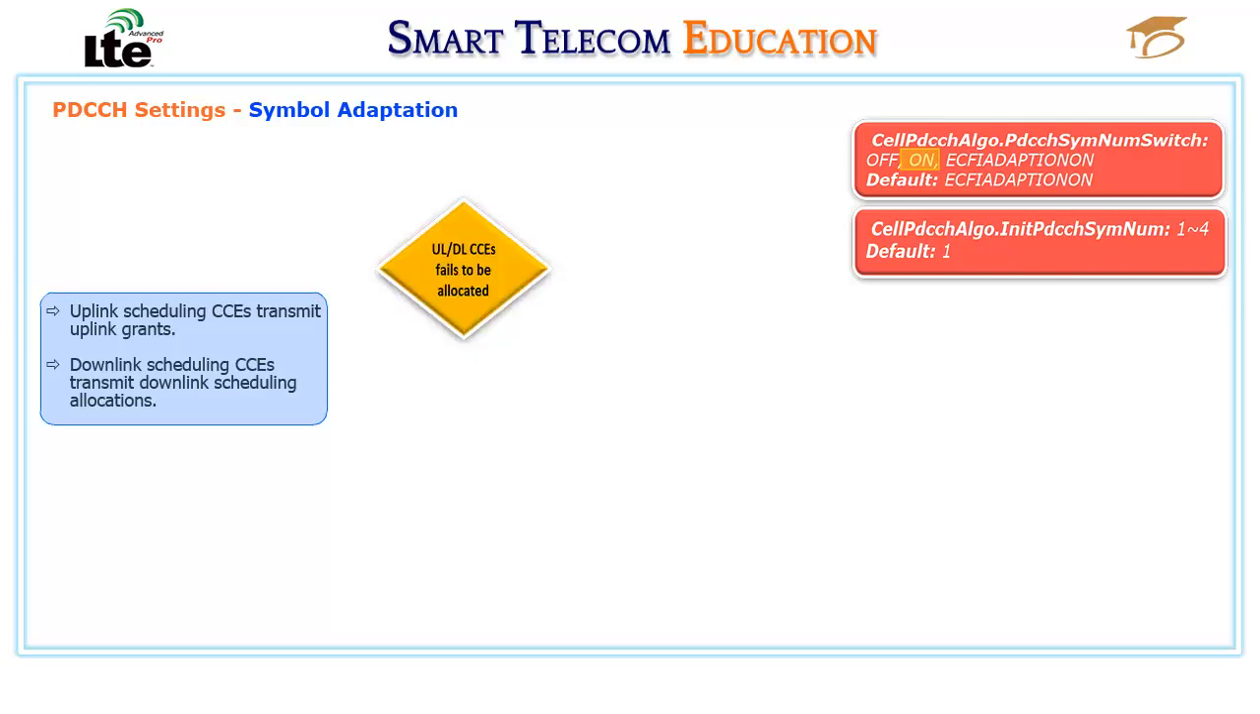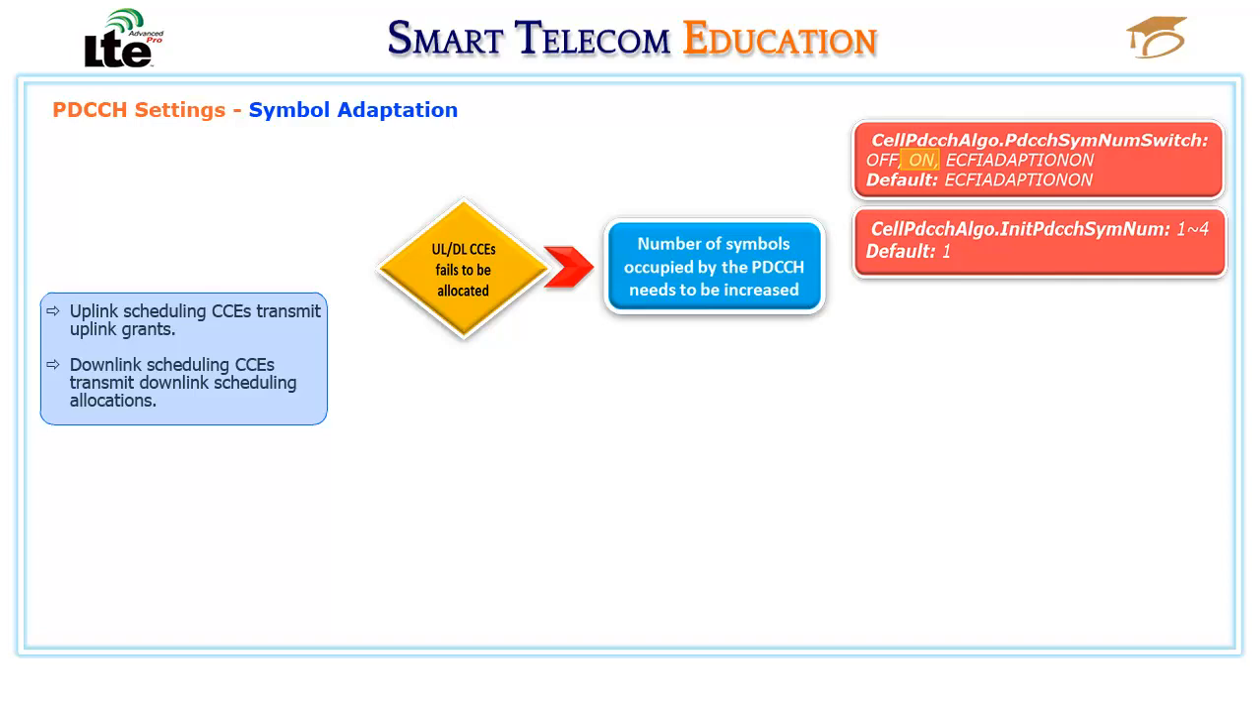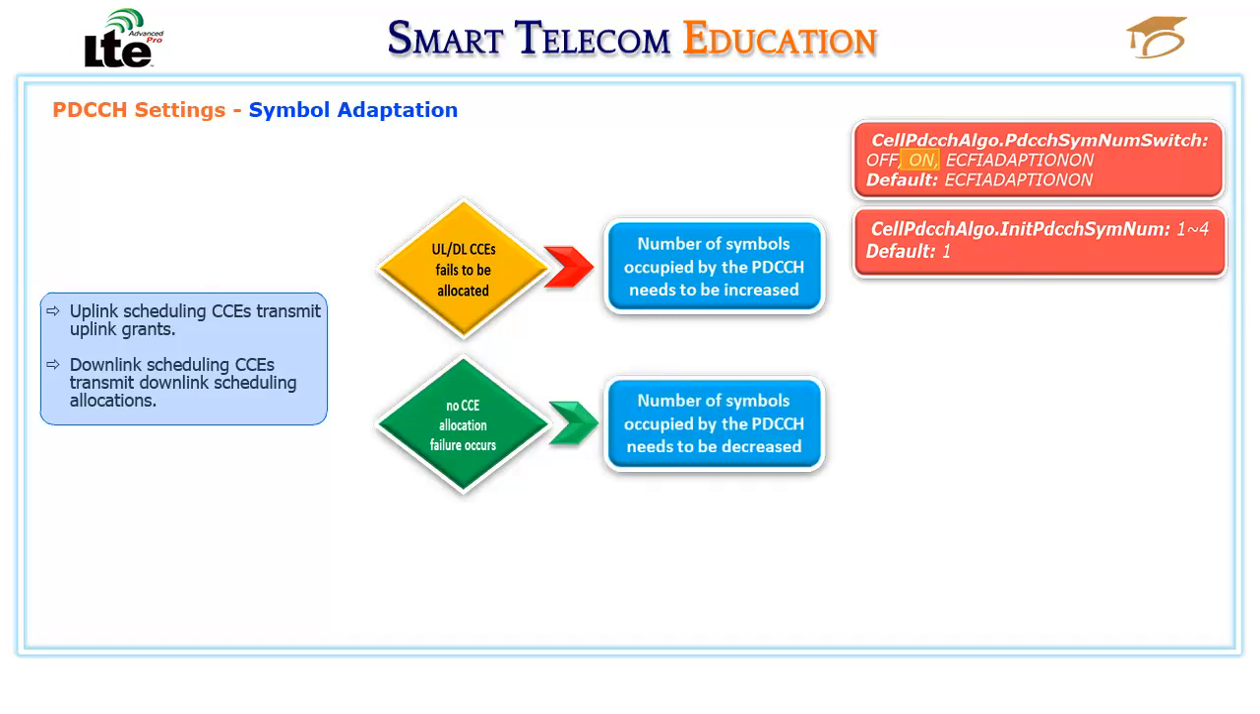If uplink or downlink CCEs for scheduling fail to be allocated within the previous transmission time interval, CCEs are insufficient. In this situation, the number of symbols occupied by the PDCCH needs to be increased. If no CCE allocation failure occurs within a certain period of time and the remaining CCEs are sufficient, the number of required CCEs is less than the number of available CCEs in the symbols. In this situation, the number of symbols occupied by the PDCCH needs to be decreased.